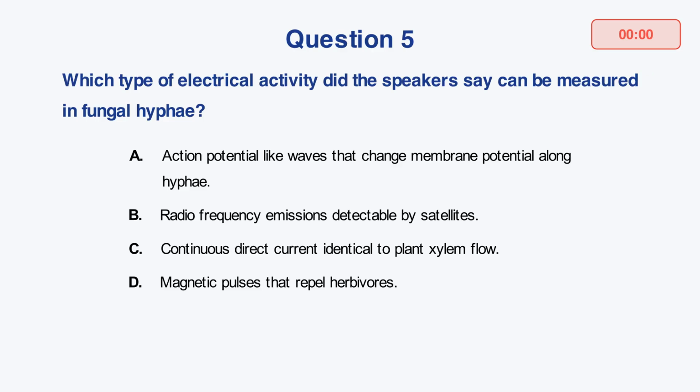Listen again to part of the conversation, then answer the question. If you label a canopy tree with carbon-13 and later detect carbon-13 in a shaded seedling connected by mycorrhizae, then it suggests carbon transfer via the network.